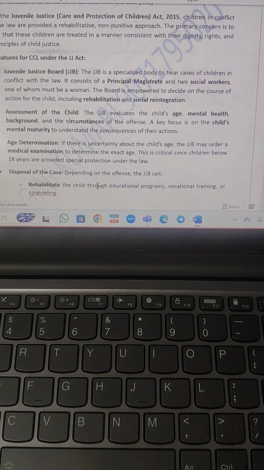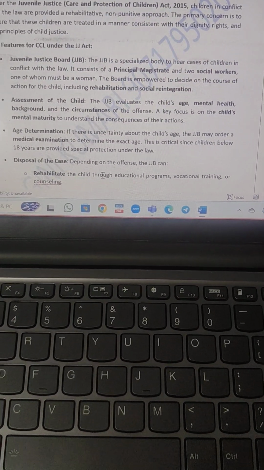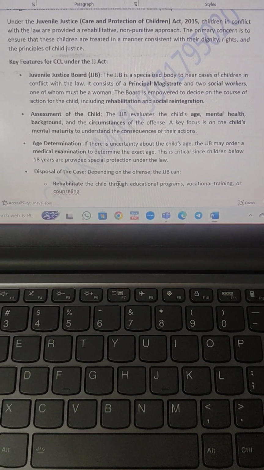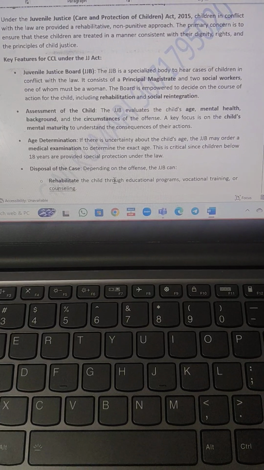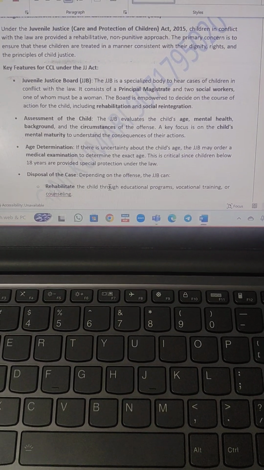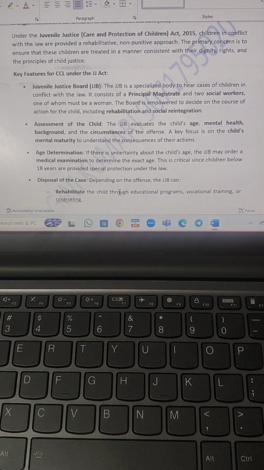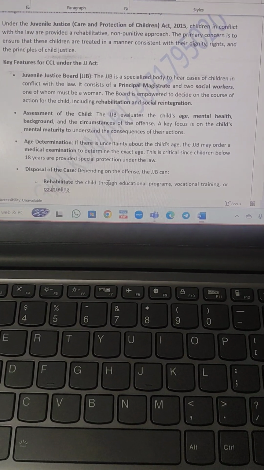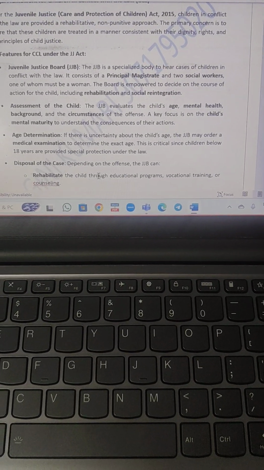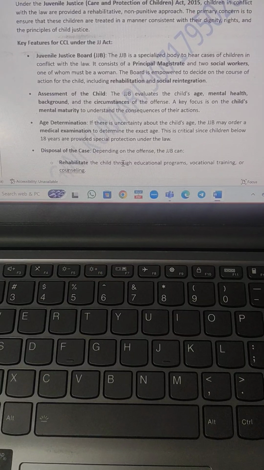So the JJ Board also evaluates the child's age, mental health, background, and circumstances of the offence. A key focus is on the child's mental maturity to understand the consequences of their action. Now, age determination. This is a very important factor. If there is uncertainty about the child's age, the JJ Board may order a medical examination of the child to determine the exact age.